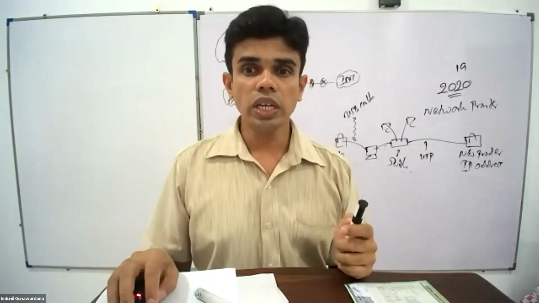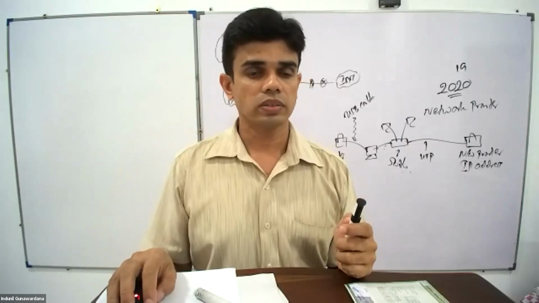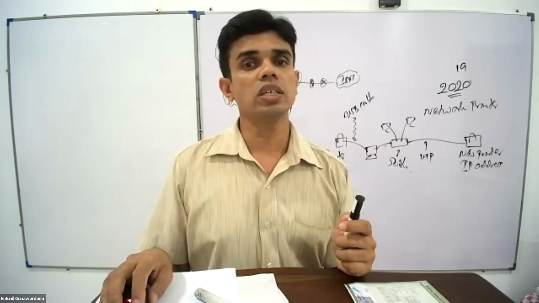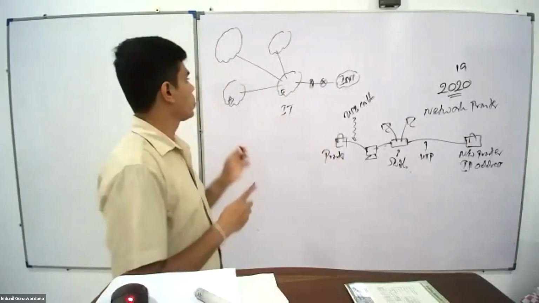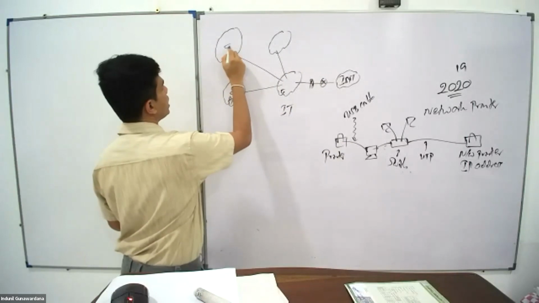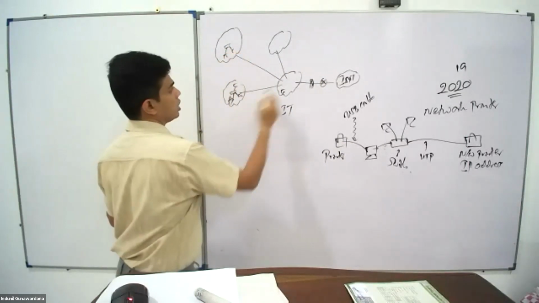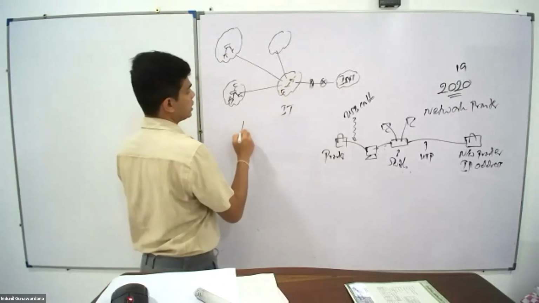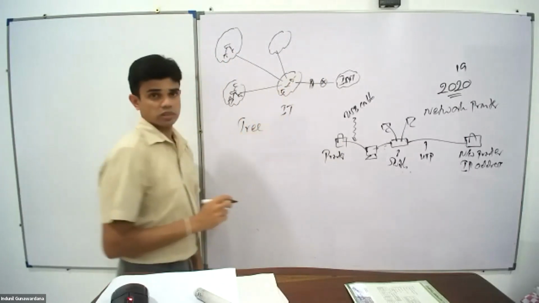Right. Now they ask, part A, which network topology is most suitable to satisfy the above mentioned requirements. What is the suitable topology? Whenever we go for it, each subnet will maintain a star topology. Those stars are connected to this one. So what is the topology? That's going to be the tree topology.